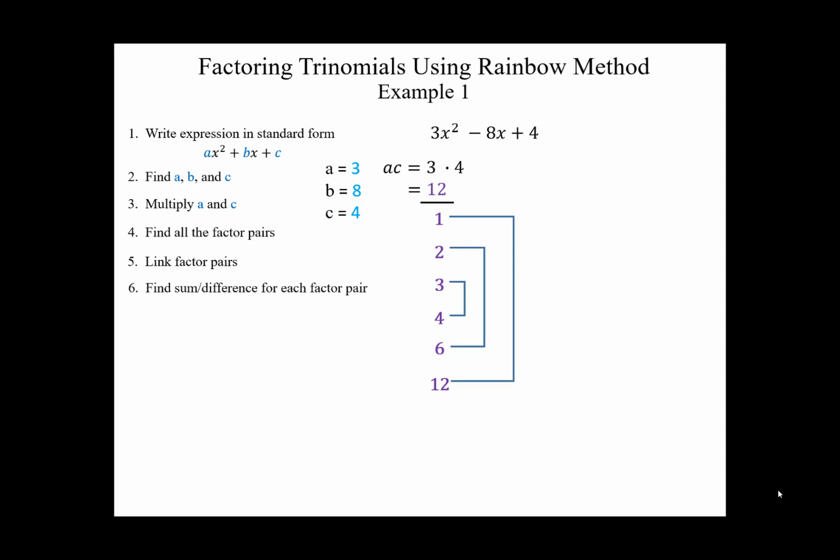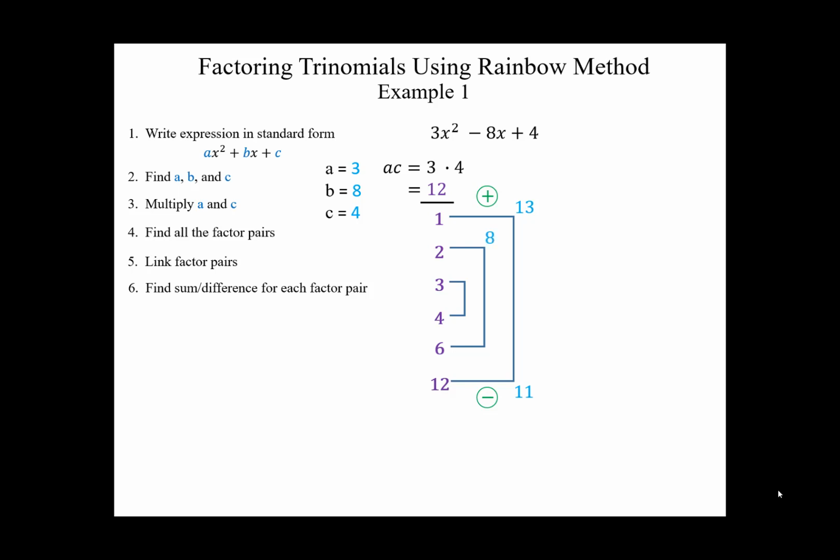Now we need to find the sum and the difference for each factor pair. So I'm going to put the sums on the top corners and the differences on the bottom corners. So in the top corner, 1 plus 12 gives us a 13. On the bottom corner, the difference between 1 and 12 is an 11. And again, we're not worrying about the signs right now.